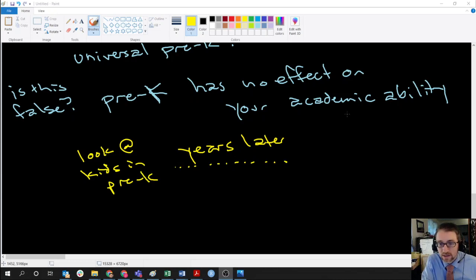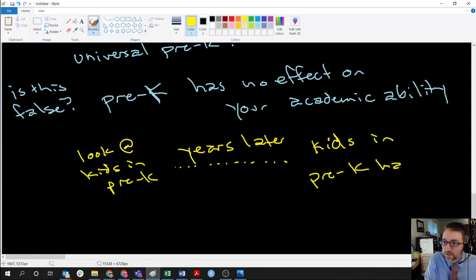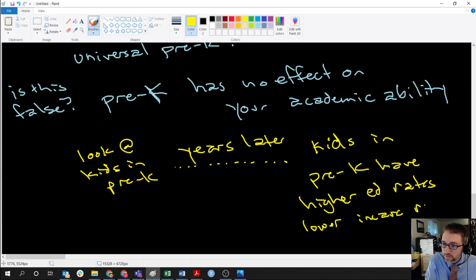Now what we want to know is kids in pre-K have higher education rates, right? So higher education rates. They go to college more. Maybe they have lower incarceration rates. They go to jail less. Yay! Does this prove this false?